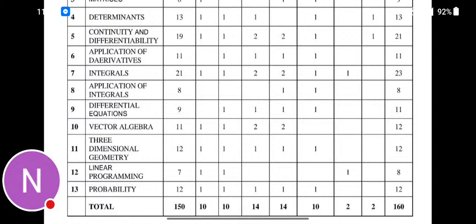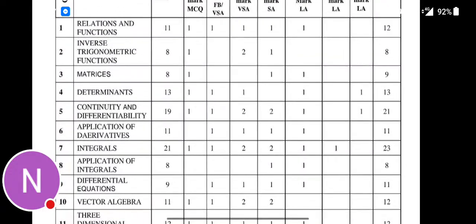So totally, 1 mark MCQs you are getting 10 marks, 1 mark answer-following questions 10 marks, 2 marks questions 14 marks, 3 marks questions 14 marks, 5 marks questions 10 marks from 10 questions. And in 6 marks you are getting 2 questions, and in 4 marks you are getting 2 questions. So totally you are getting 160 marks, total marks.